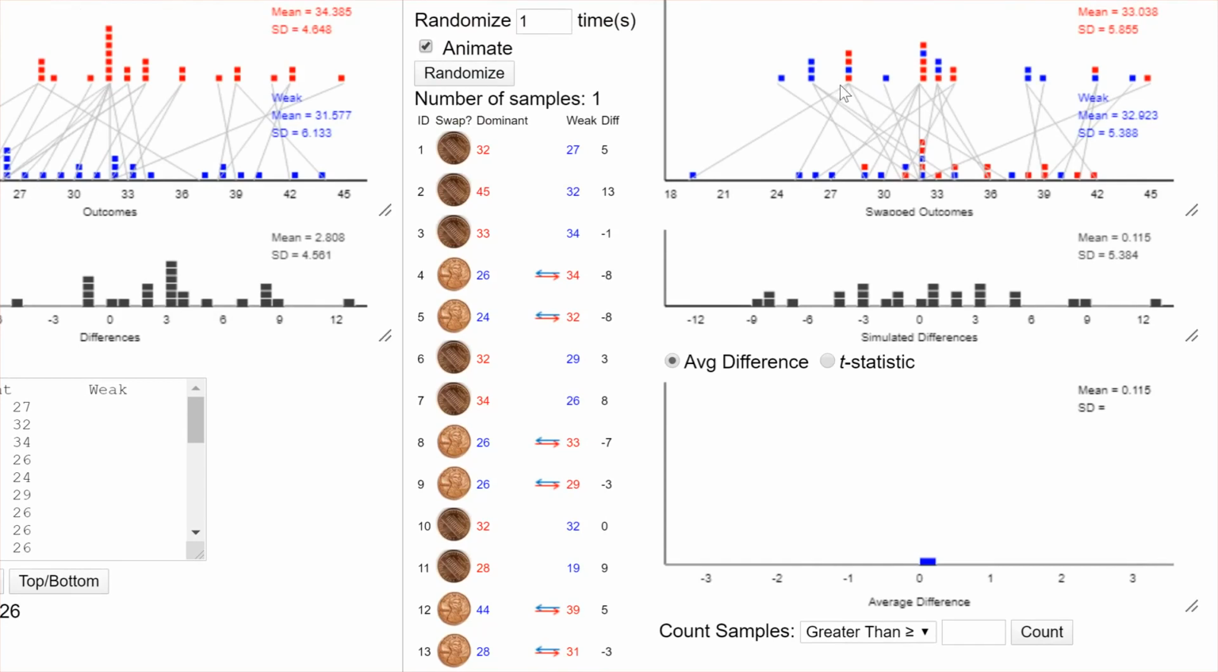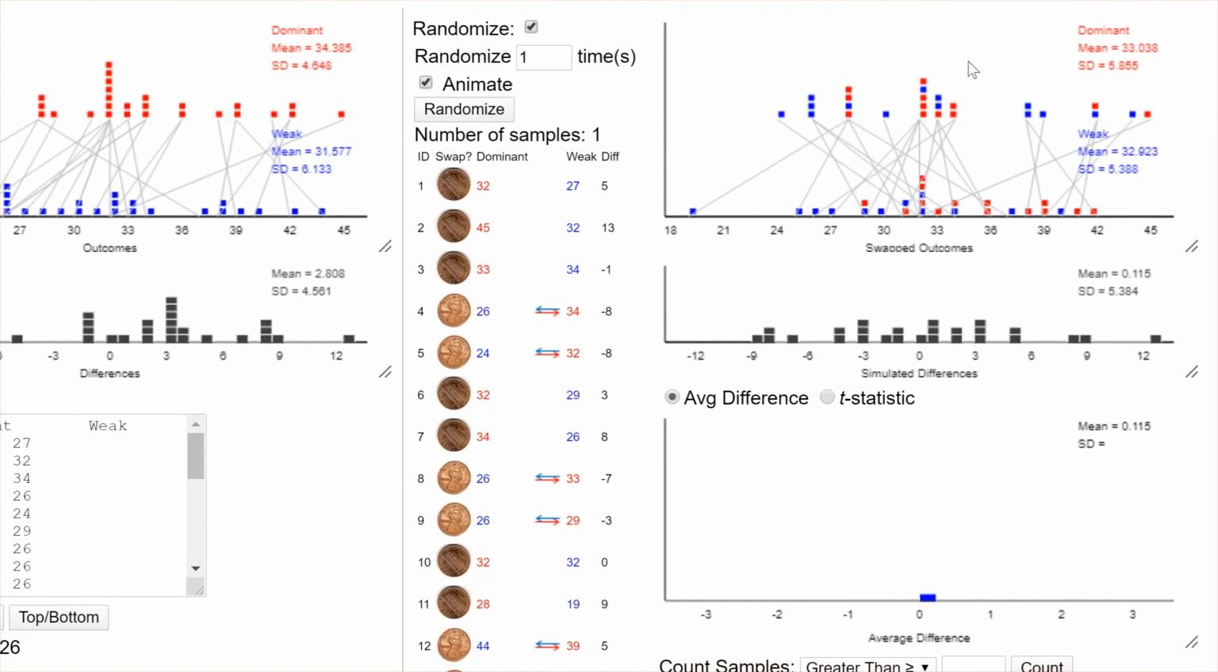You can see that there's a fair amount of points that swap places. Beforehand, we had all red dots in the dominant hands graph, but now we have a mix of red and blue dots in the dominant hands graph. Okay, let's perform 999 more simulations so that we have 1,000 simulations total. Unclick Animate button so we can do these simulations quick.